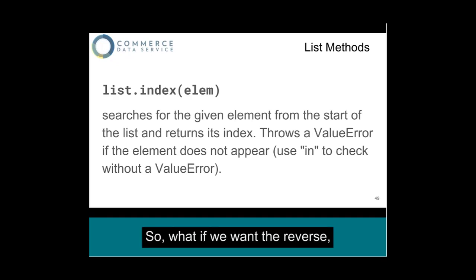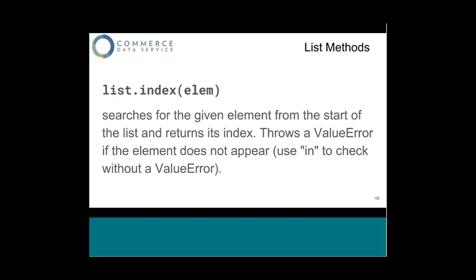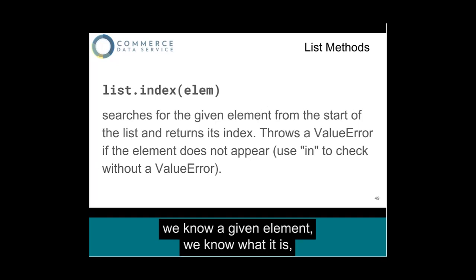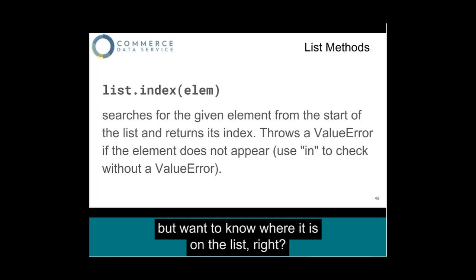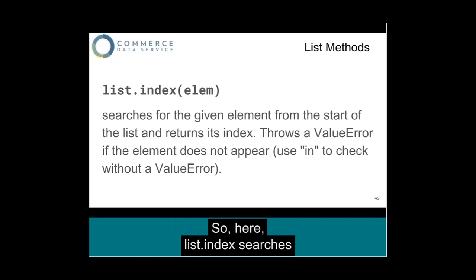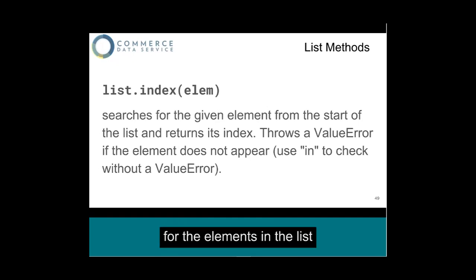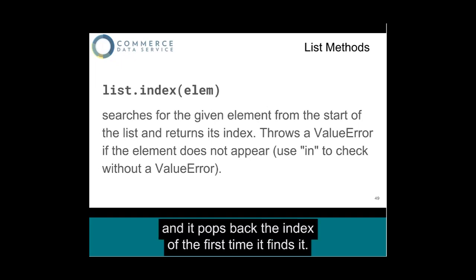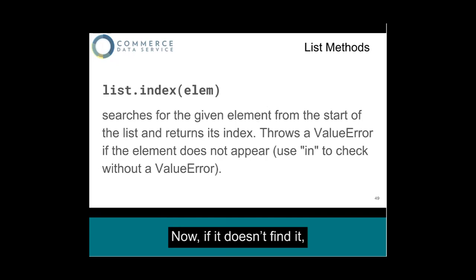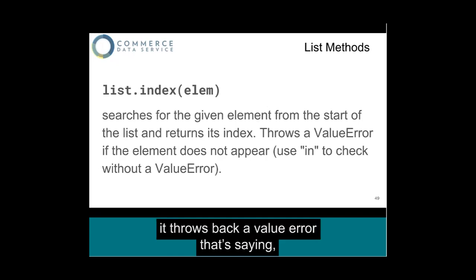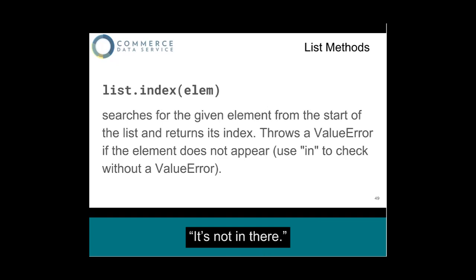So what if we want the reverse, which is we know a given element, we know what it is, but we want to know where it is in the list, right? So here, list.index searches for the element in the list from the start to the end, and it pops back the index of the first time it finds it. Now, if it doesn't find it, it throws back a value error. It's saying it's not in there.